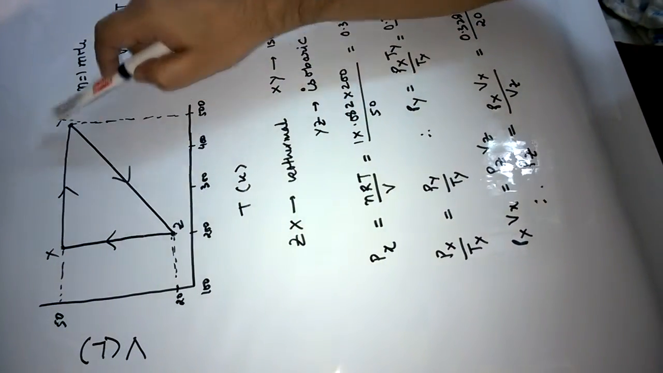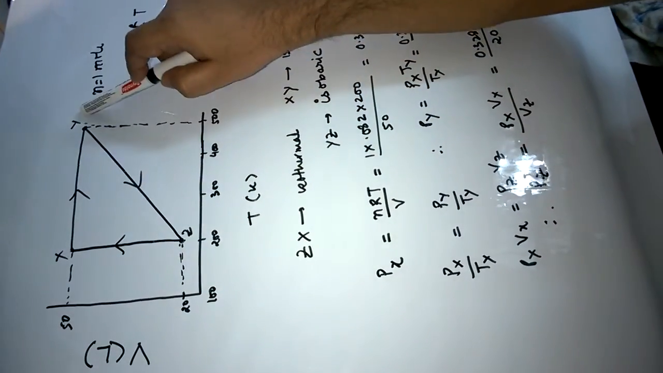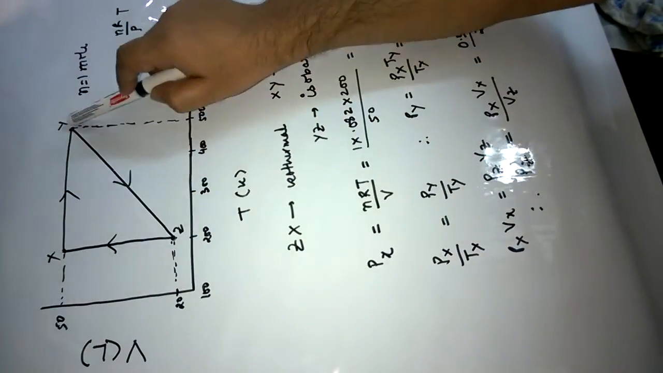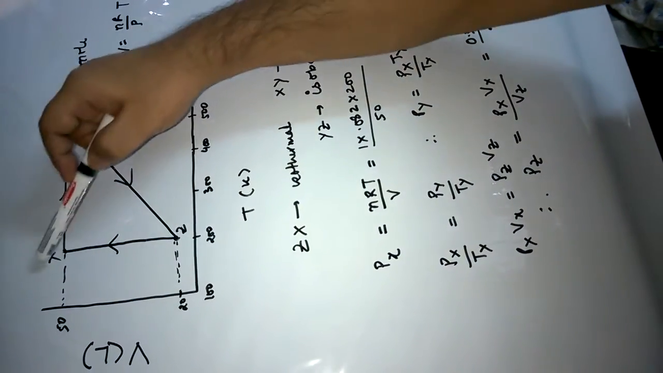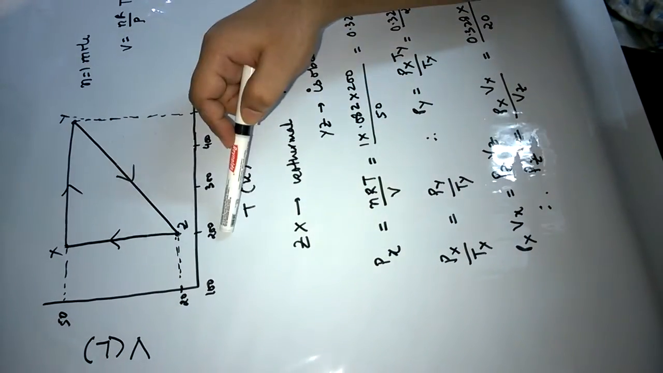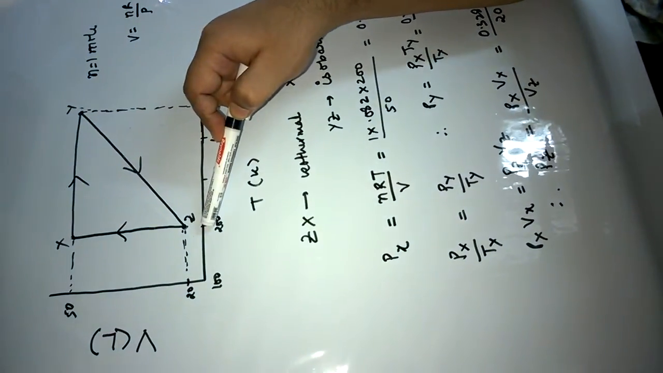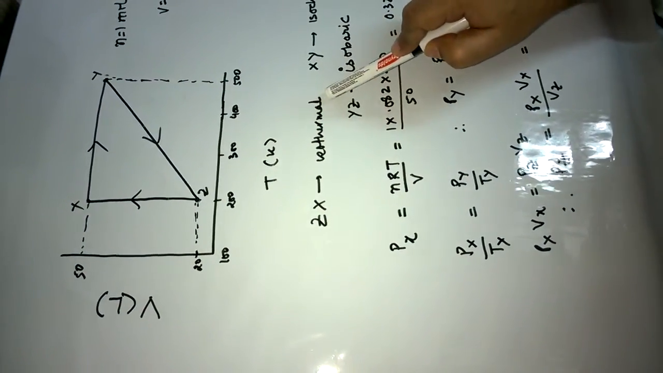Now if you take XY path, we find that volume is remaining constant. So if the volume is constant, it has to be an isochoric process. For XZ path or ZX path, we find that the temperature is constant, T is constant here, therefore it has to be an isothermal process.